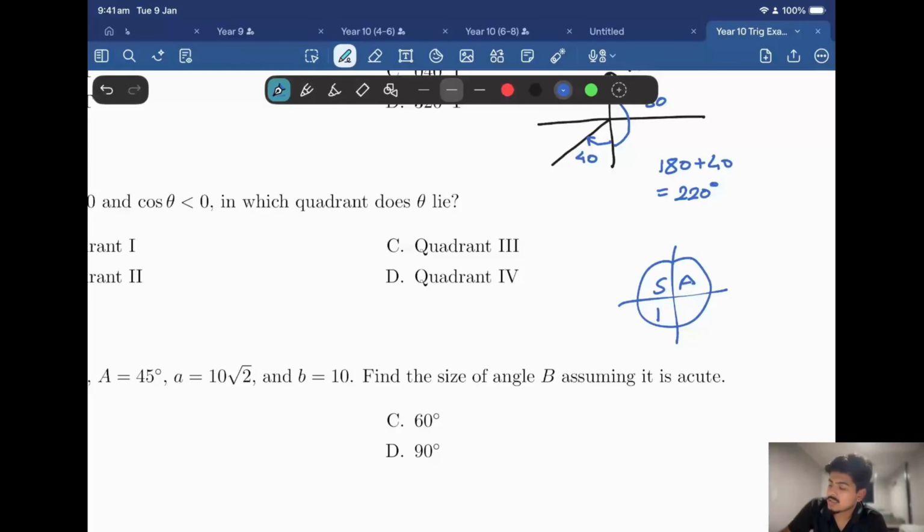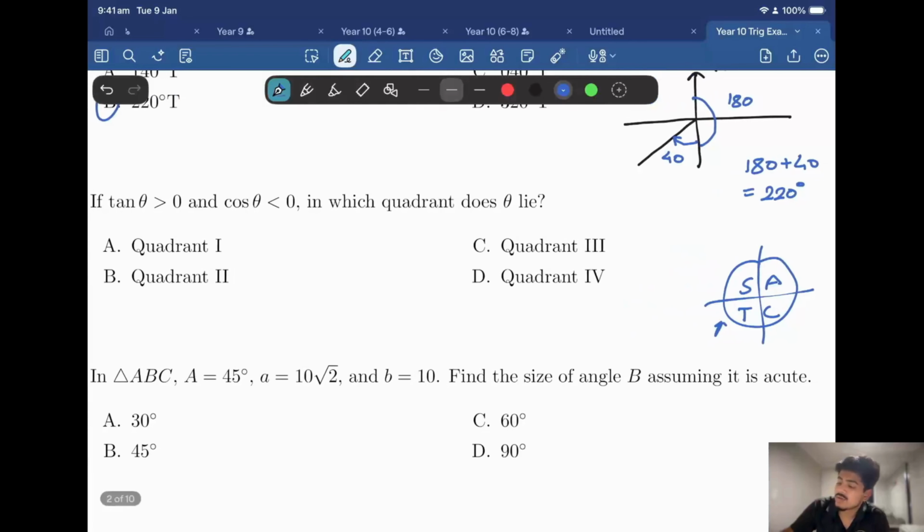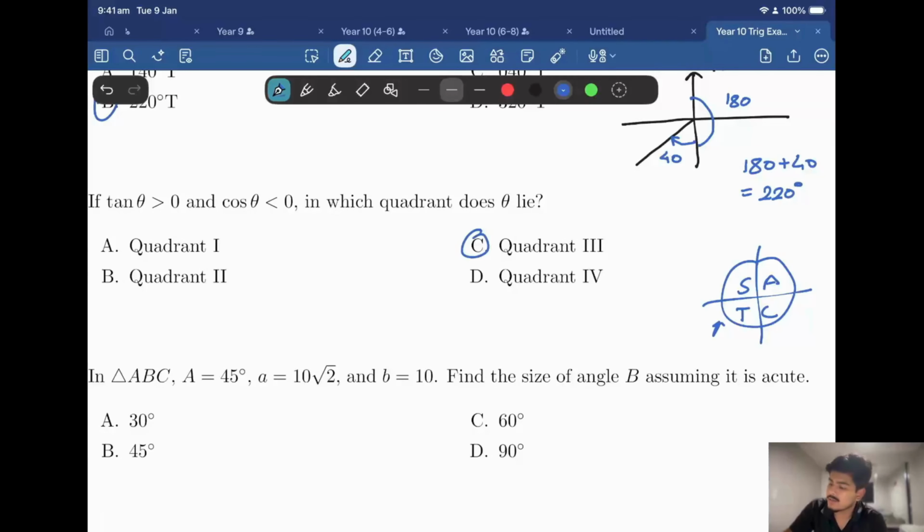A, S, T, C. Which quadrant is tan going to be positive in? In this quadrant. And let's just check if cos is negative. So yeah, cos is negative. So your answer is C, quadrant 3.